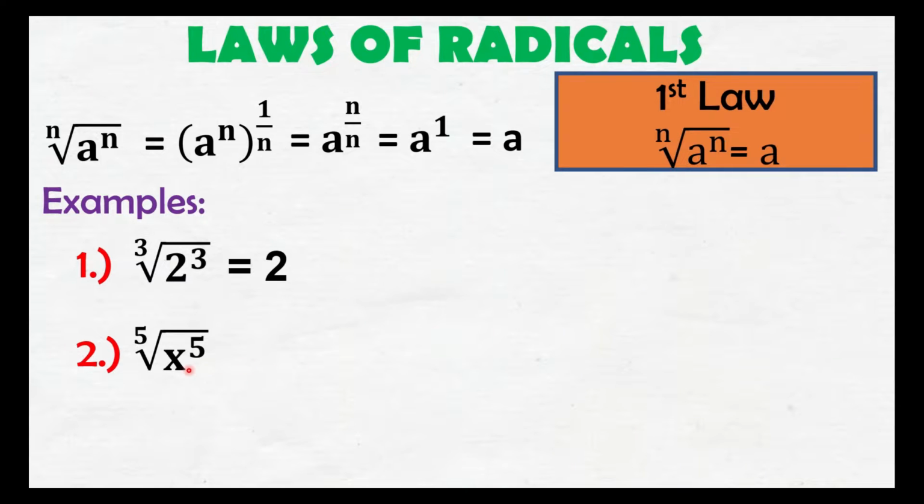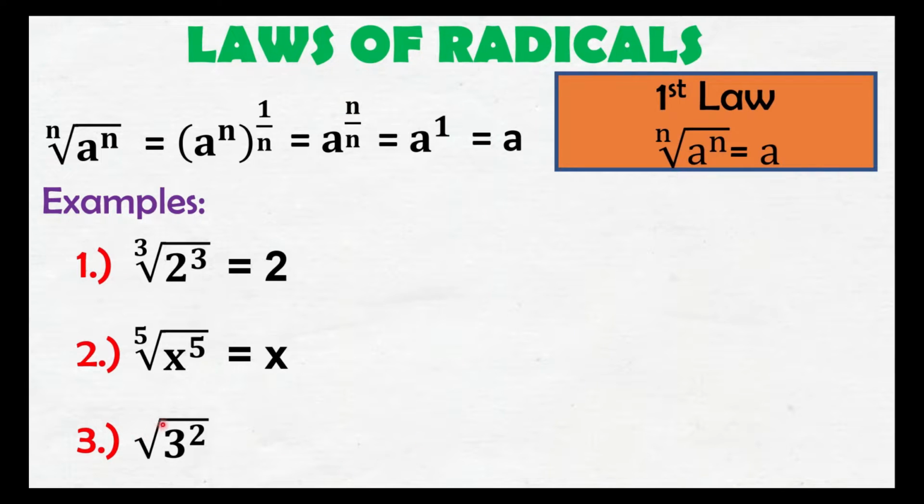Number 2 is the fifth root of x raised to 5. So, makikita ulit natin dyan na yung index at saka yung exponent ay equal. So, by first law, yung answer lang natin dito ay x. So, tanggalin na natin si radical at exponent, at siyempre, yung index.